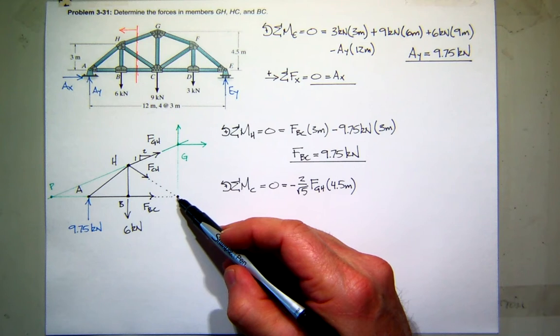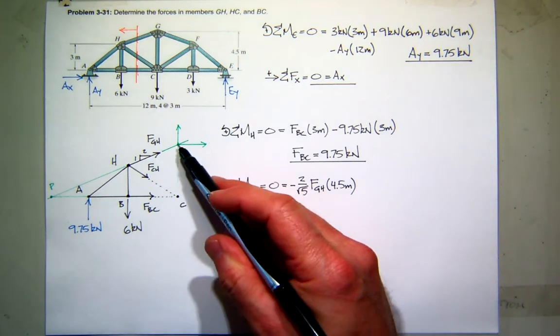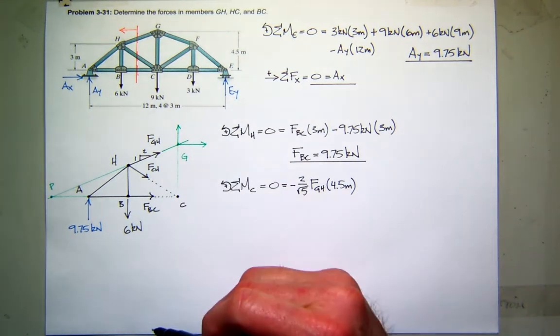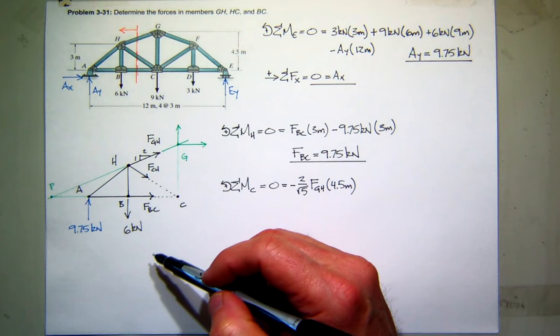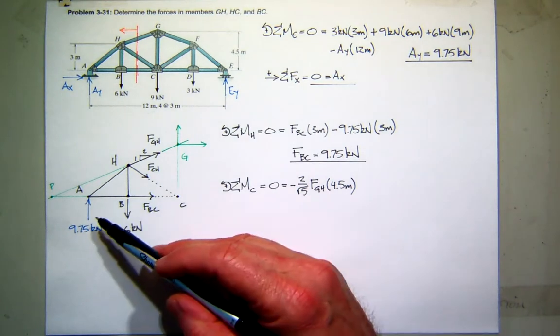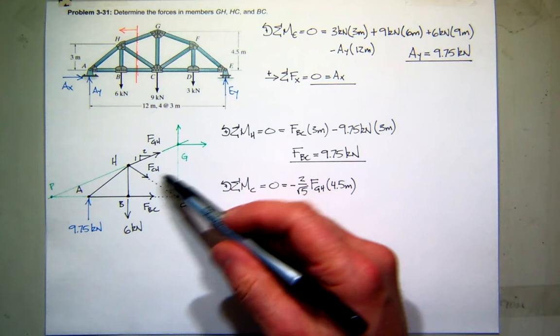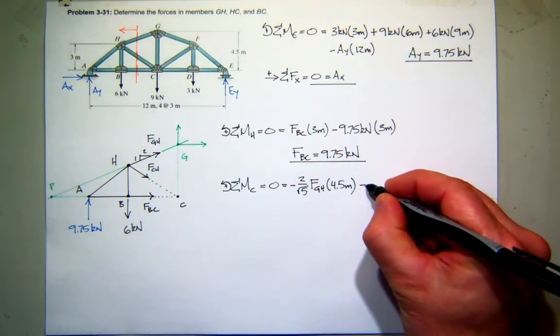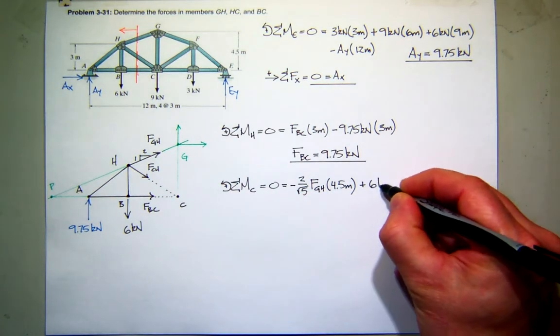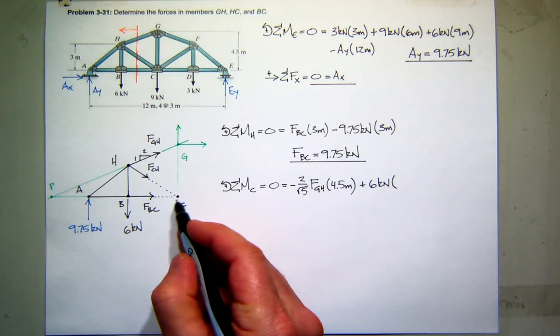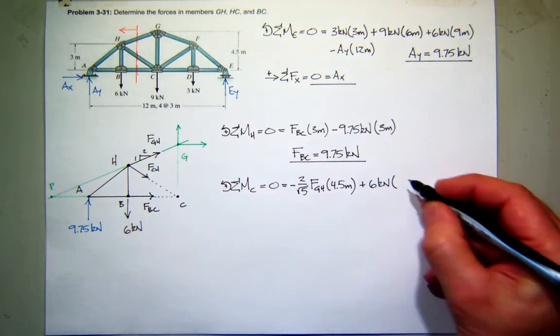So I've accounted for the moment of my unknown force about C. What else do I have left over? The force at B and the force at A. Okay, the force at B, what kind of moment does it create about C? Positive. So I'll have positive moment. The force is 6 kilonewtons. The distance is one of these bay distances. That's 3.